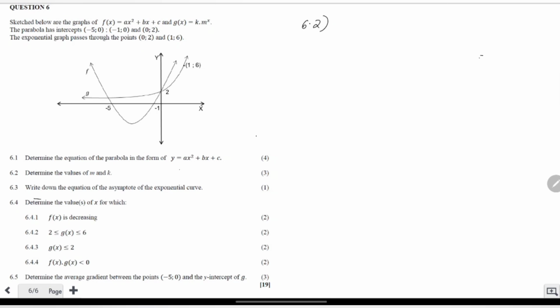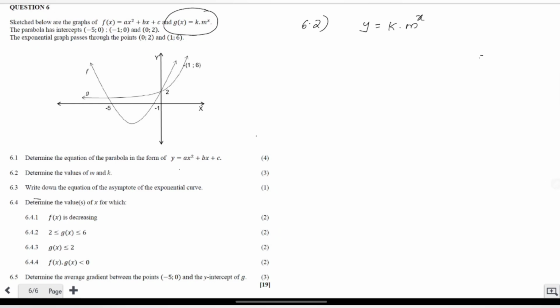6.2 is find the value of m and k. Where are m and k part of this equation, isn't it? What is that? Y. g of x is y, k times m to the power x, isn't it? Because we need to see x and y. That is why I changed the g of x to y, because we are using the substitution method.